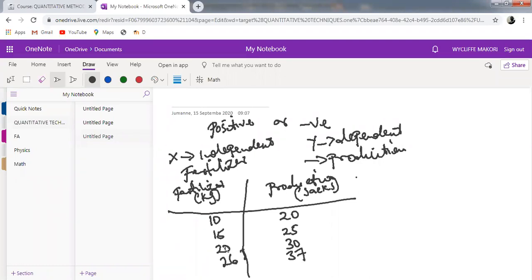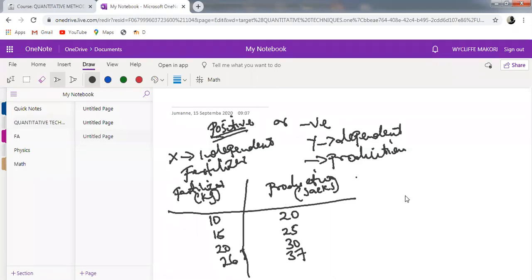If you reduce this, as you reduce this quantity from 26 to 20, this one also decreases from 37 to 30. You decrease this one from 20 kgs to 15 kgs, this one decreases from 30 to 25. So this kind of correlation is known as positive correlation. An increase in this increases the other. A decrease in this one is also decreasing. That is a positive correlation.